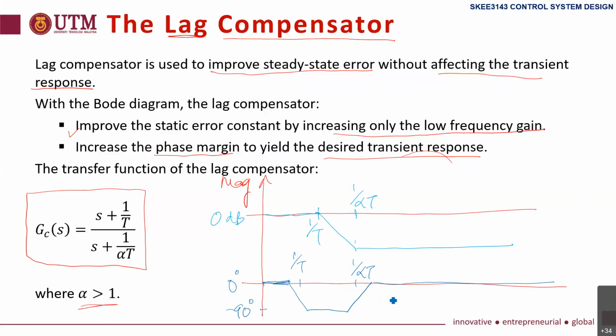This is why we call this compensator the lag compensator. Lag meaning here it is lagging. It is negative here, minus 90 degrees. This is the one that I refer to. This is why we call it the lag compensator. It's here, minus 90 degrees. You will see later, the other one is in contrast. We call it the lead compensator later.